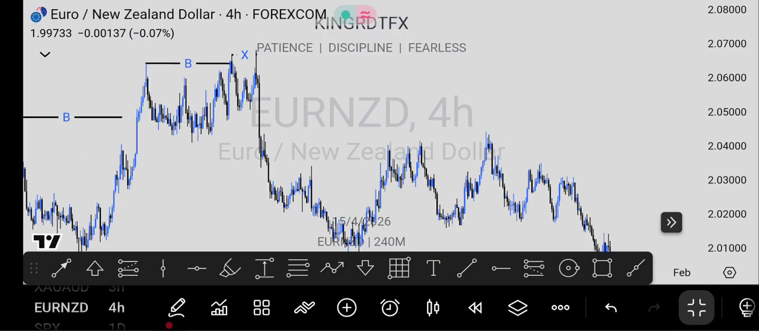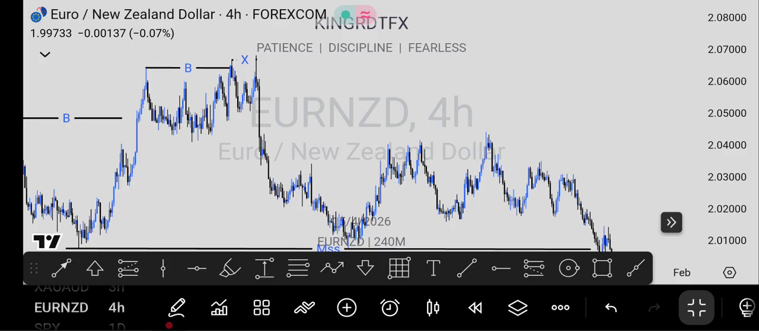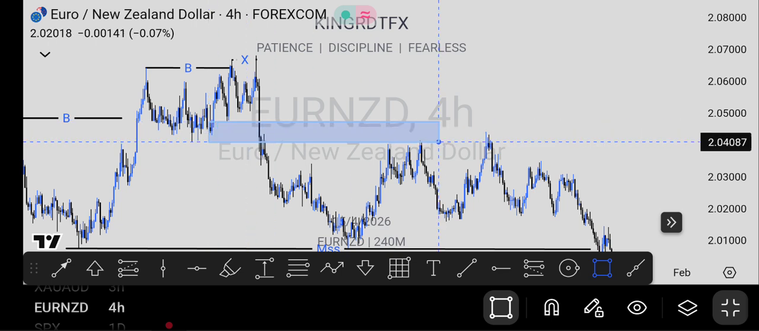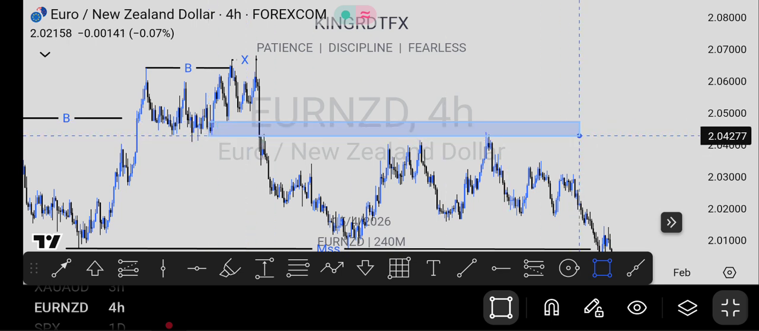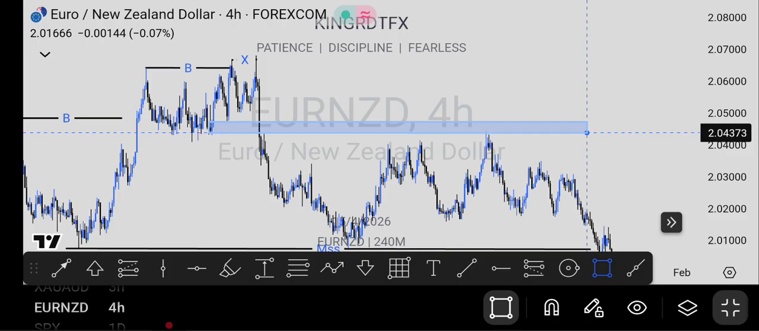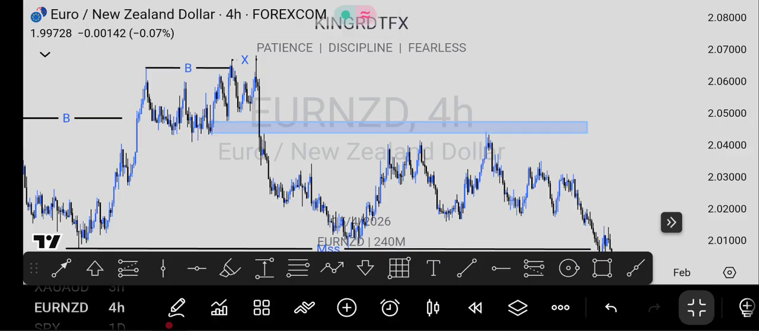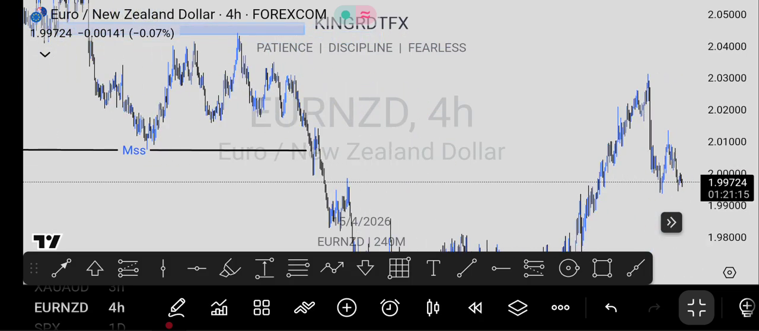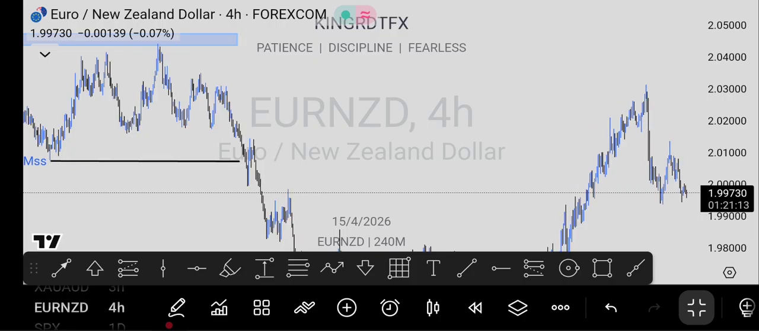And this is what price did. We have a valid breaker block right here. Here's our breaker block. Price reacted from our breaker block here. Price reacted from our breaker block.